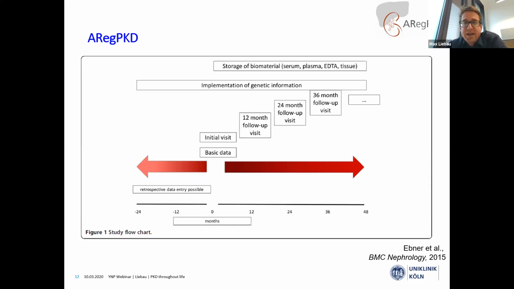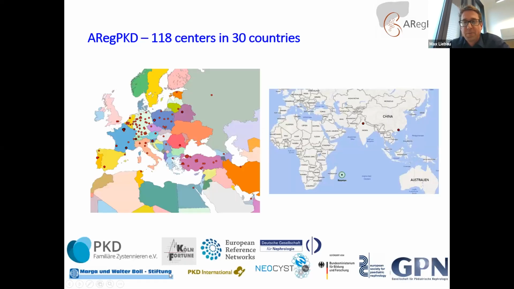So what do we do in ARPKD? We collect a basic data set that includes things like family history, clinical presentation at the first visit, things like that. And then we follow these patients about once a year with clinical questions, radiology markers, did the kid undergo transplantation, etc. What are the blood values, and so on and so forth. And so we follow them prospectively, but we also have the chance to enter retrospective data. At the same time, we ask for the genetic information to look for potential genotype-phenotype correlations, and we started storage of biomaterial.